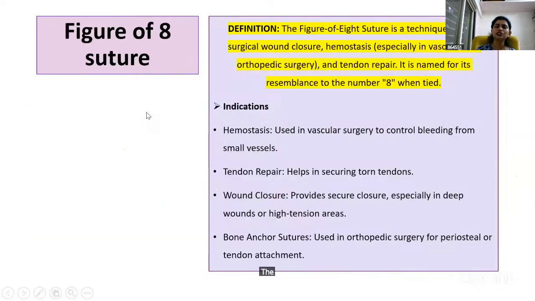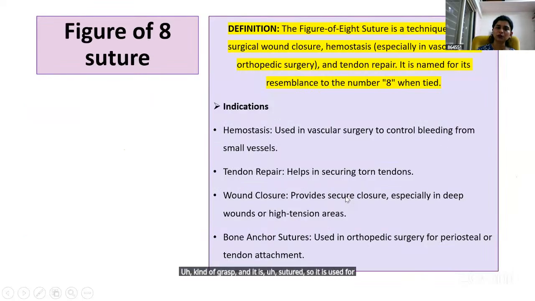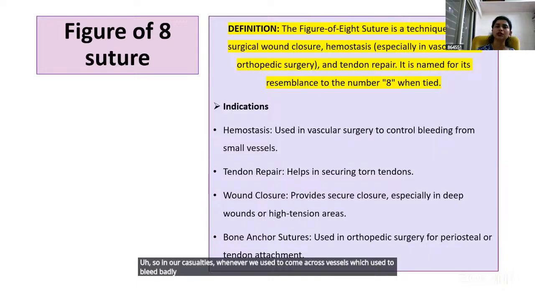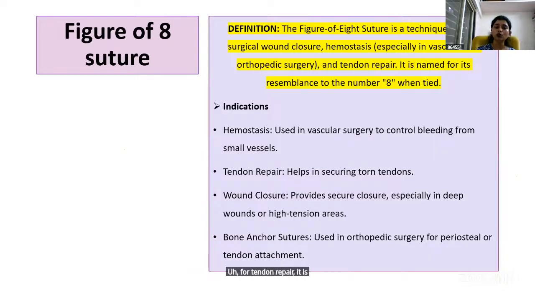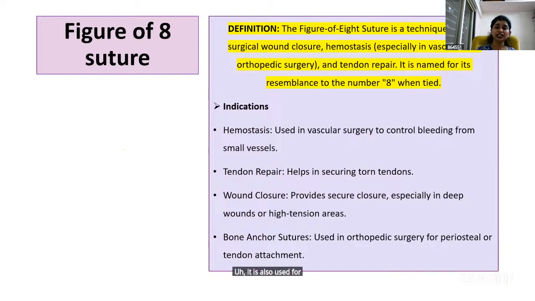The various advantages: it is used for hemostasis. See how here a vessel is grasped and it is sutured. So it is used for hemostasis. In our casualties, whenever we used to come across vessels which used to bleed badly, we used to perform this figure of 8 suturing. Okay. It is also used for tendon repair, for wound closure, and as bone anchor sutures. Okay. It is also used for closing extraction sockets.